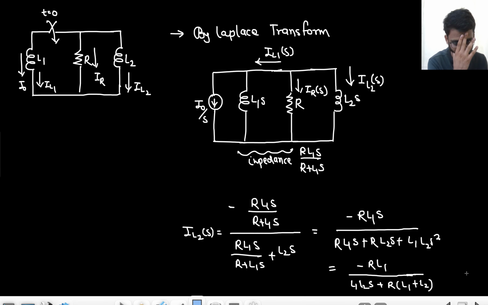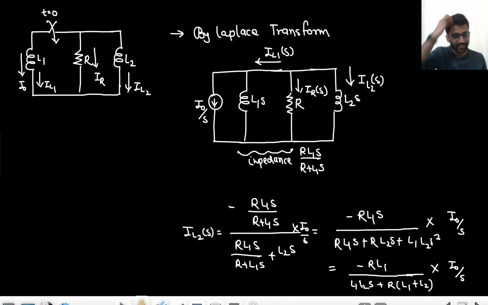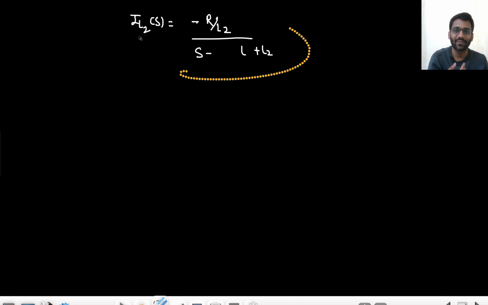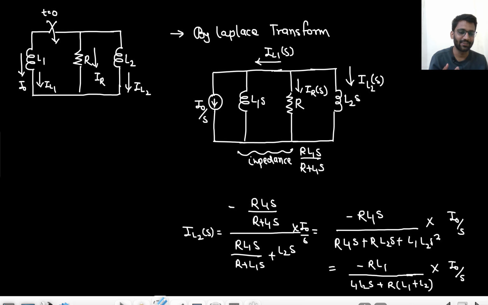There is something wrong. What did we do? We forgot to multiply I naught by S. This is what happens in Laplace transform actually. Now the whole calculation went wrong, and we have to solve it again. So I will just write down the final answer. That's why I never prefer Laplace transform, because these kinds of things happen. We forgot to multiply I naught by S.